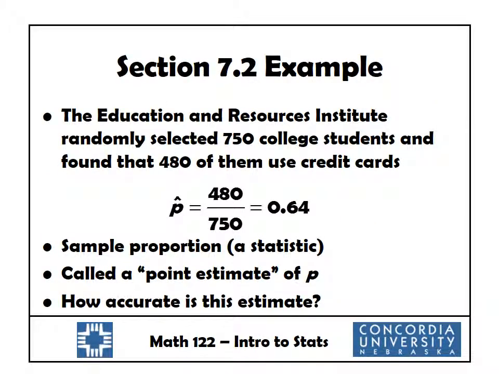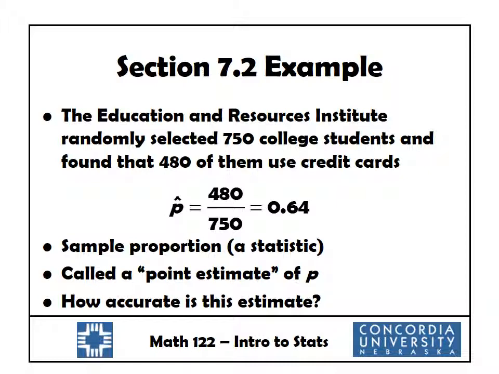So this activity deals with concepts from both sections 7.2 and 7.4. In 7.2, we talked about constructing confidence interval estimates of a population proportion P. One of the examples that we did in that section was this example of students using credit cards, where we surveyed 750 students. We found that 480 of them used credit cards, and so we calculated a sample proportion of 0.64. That sample proportion is what we call a point estimate of a population proportion P.